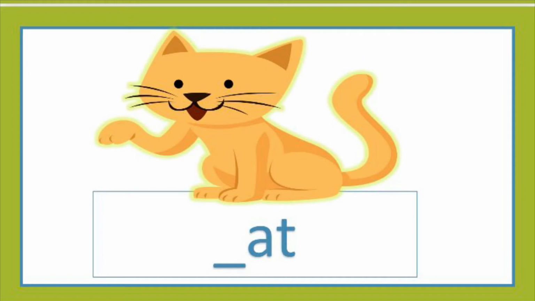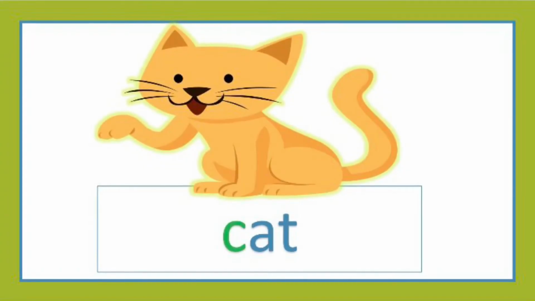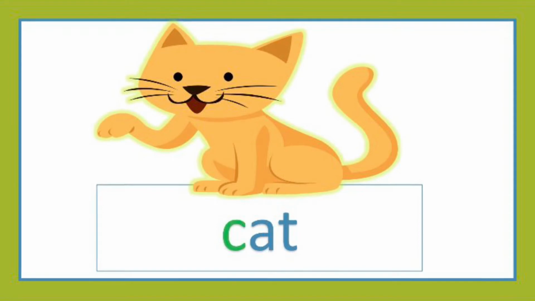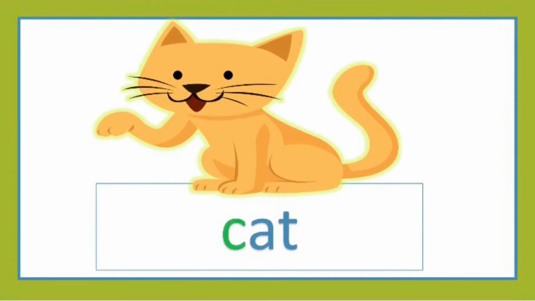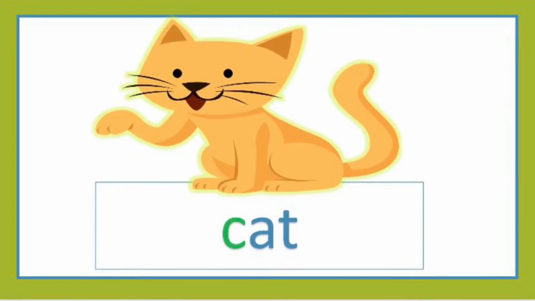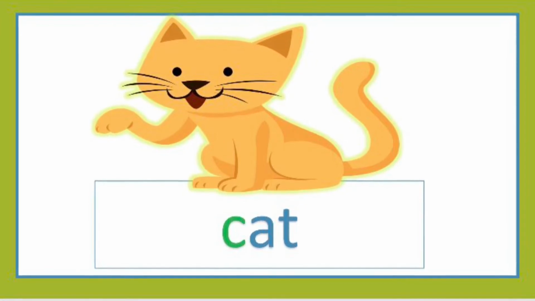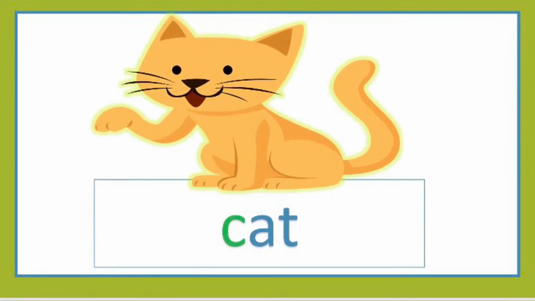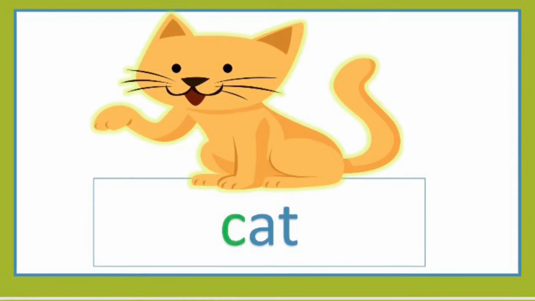Meow, meow. Who's that? It is a cat. Yes, I wonder, which letter can we put with at to get cat? What letter do we need? Yes, we need C. When we put C with at, we get cat. C-A-T is cat. Come on. C-A-T is cat. Cat.